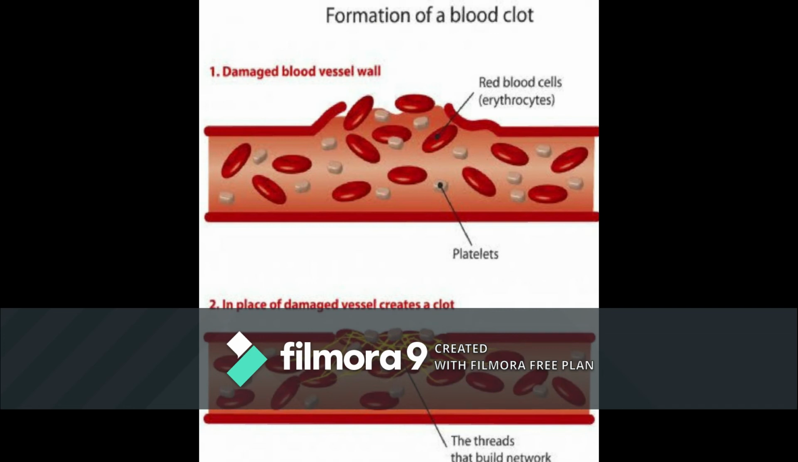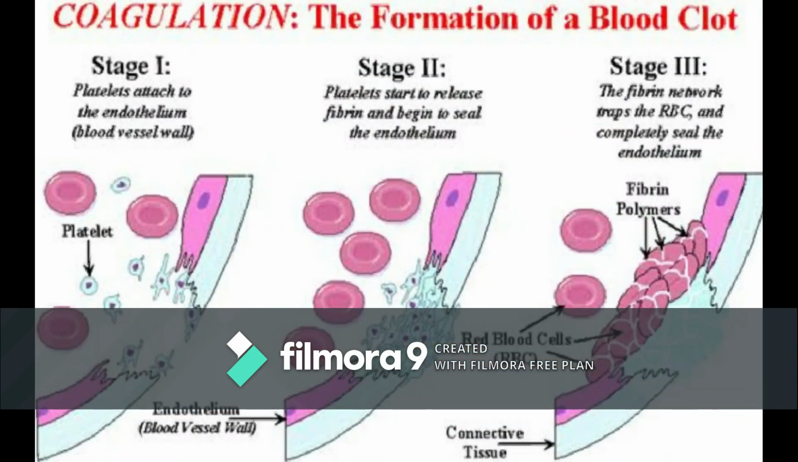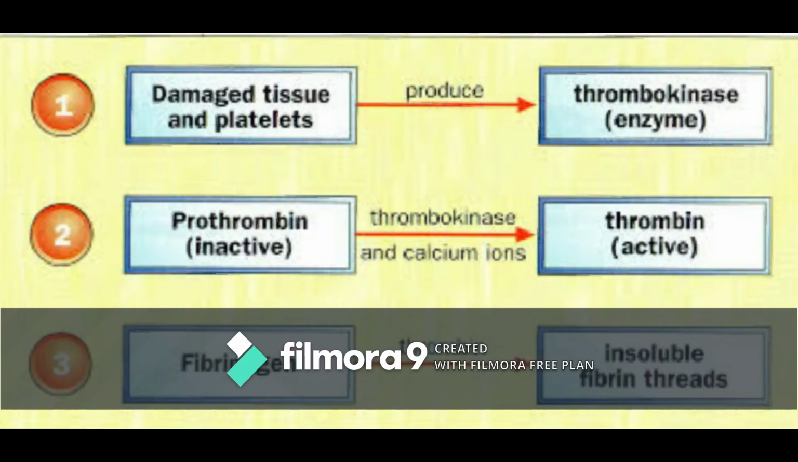The activation can happen in 3 stages. Stage 1: formation of thrombokinase. Damaged tissues release a mixture of lipoproteins and phospholipids called tissue factor or thromboplastin. This factor, in the presence of certain factors in the blood, forms a complex called prothrombinase or thrombokinase.